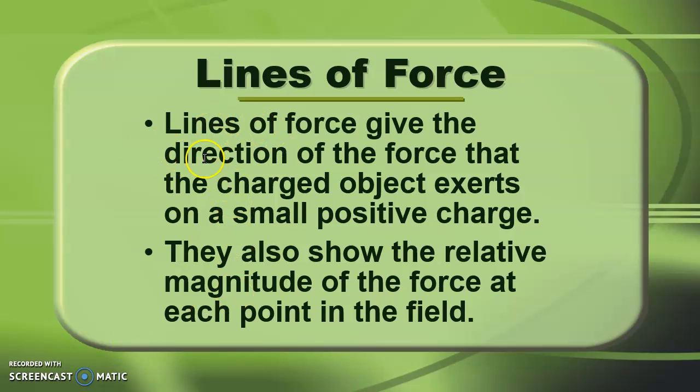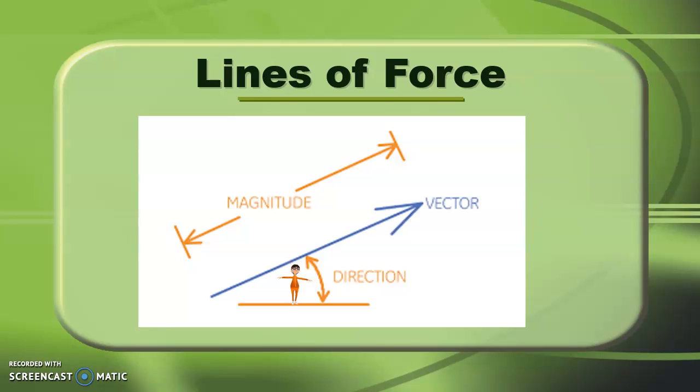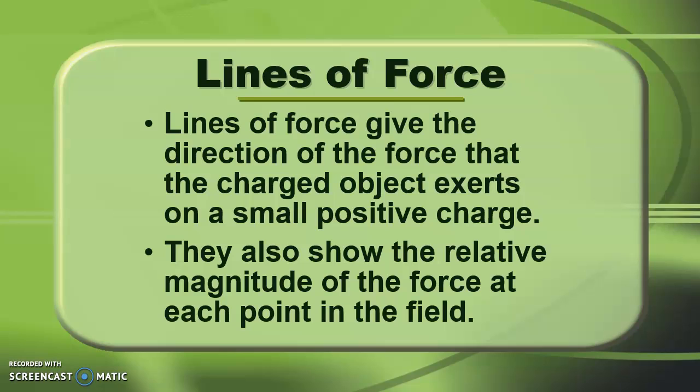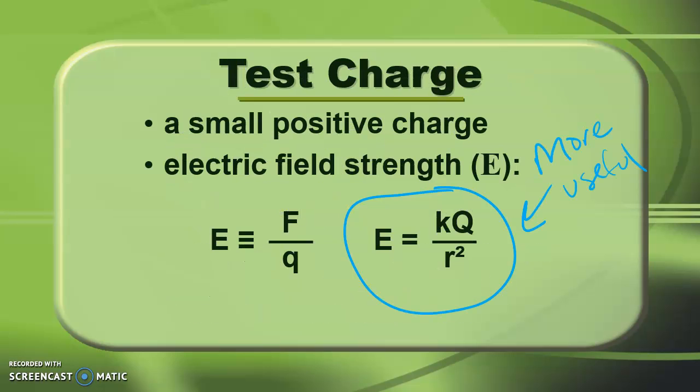We have a direction and a magnitude. That means that lines of force can be largely considered to be vectors. Alright, so again, just trying to connect a bunch of stuff that we've talked about before. Alright, so just kind of keep that in mind, that lines of force give the direction of the force that the charged object exerts on a small positive charge, and they also show the relative magnitude. Okay? So that brings us to something that we call a test charge.